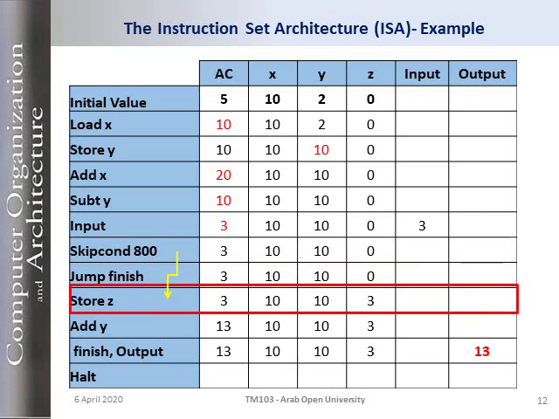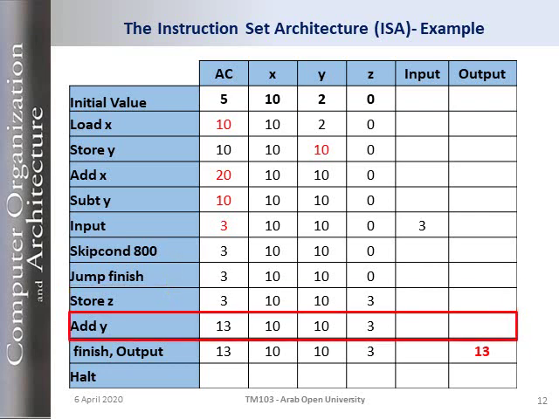Store Z means that whatever we have in the accumulator, we have to store it in memory address Z. So what we have in the accumulator, 3, we will store it in Z, as you can see here. Then the next instruction is Add Y. So whatever we have in Y, we will add it to the accumulator. Accumulator has a value 3. We will add 10 to it. So now the accumulator is equal to 13.